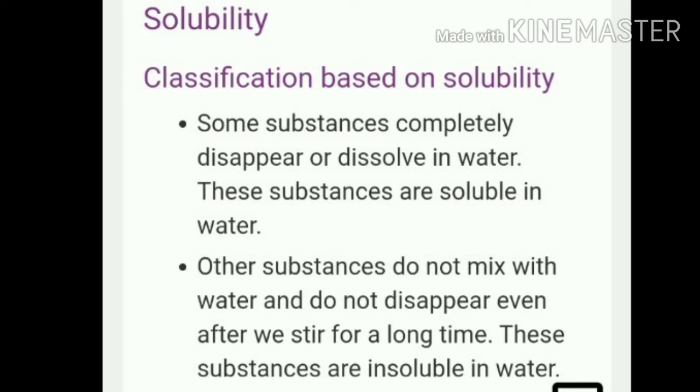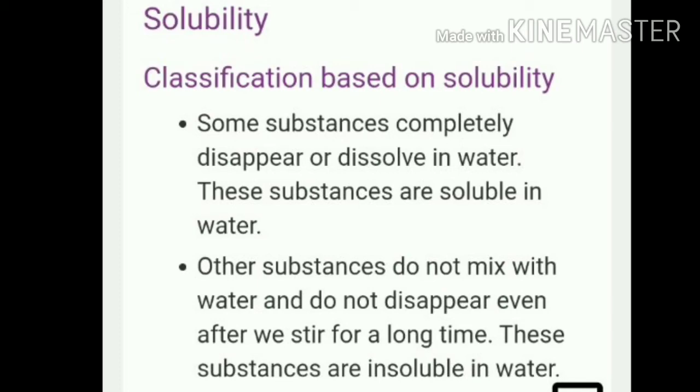So if we consider classification, some substances completely disappear or dissolve in water. These substances are called soluble in water. For example, sugar: if you add sugar to water and stir it, what happens? The sugar disappears. We are not able to identify the particles of sugar. This means they are completely dissolved in the water. So we can say sugar is soluble in water.